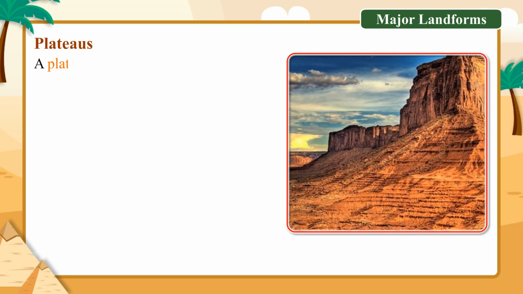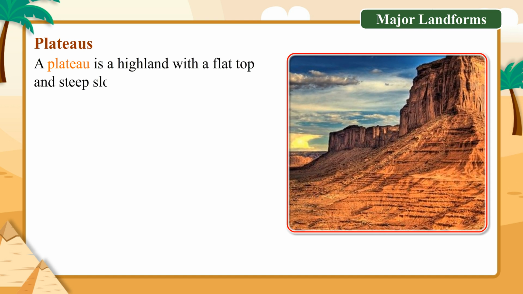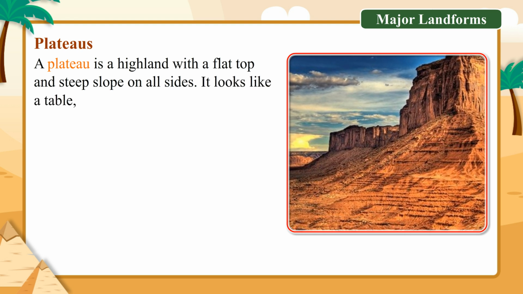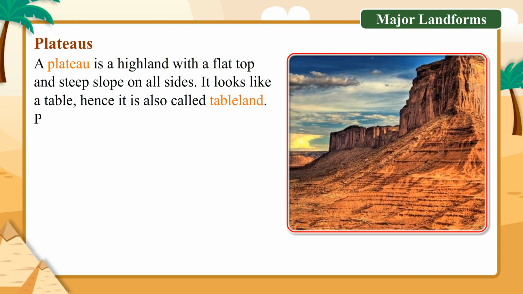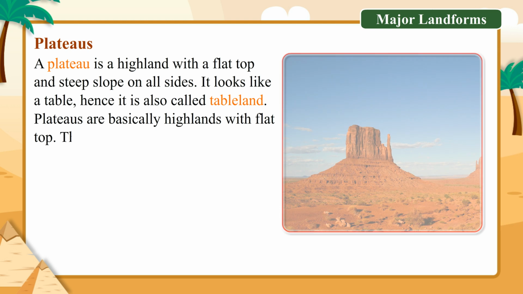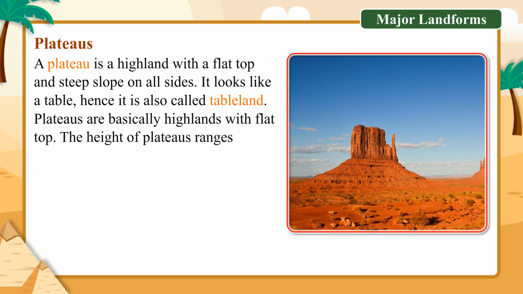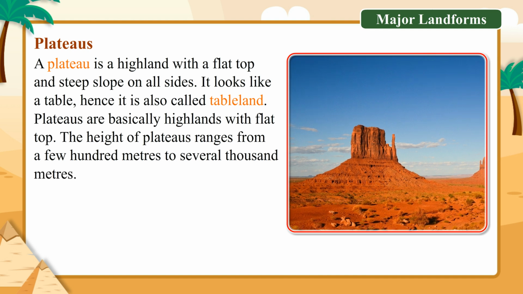Plateaus. A plateau is a highland with a flat top and steep slope on all sides. It looks like a table. Hence, it is also called a tableland. Plateaus are basically highlands with a flat top. The height of a plateau ranges from a few hundred meters to several thousand meters.